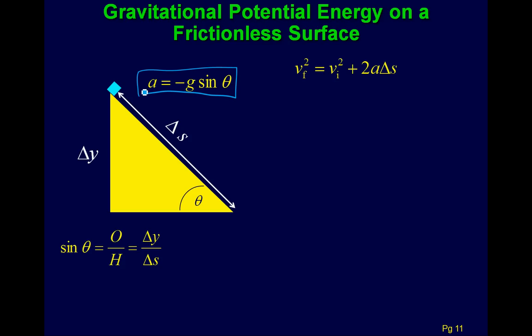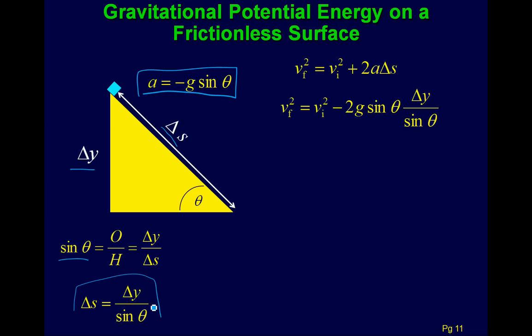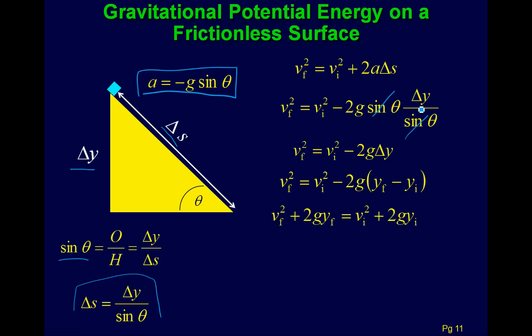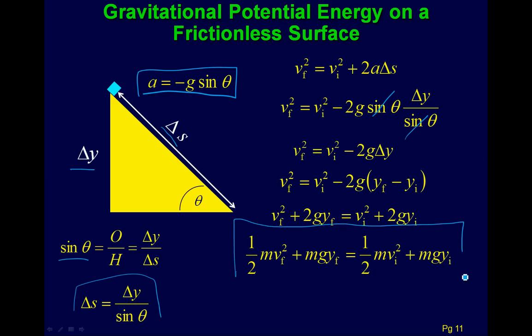All right, so now let's take some trigonometry here. So sine of theta is opposite over hypotenuse. The opposite is delta y. The hypotenuse is delta s. If I rearrange this, I get that delta s equals delta y over sine theta. If I plug all this in, what I notice here is that these sine thetas cancel, and I'm left with this exact same equation we just had. The sum of the kinetic plus the potential final equals the sum of the kinetic plus the gravitational potential initial.